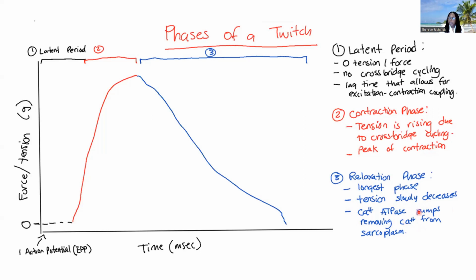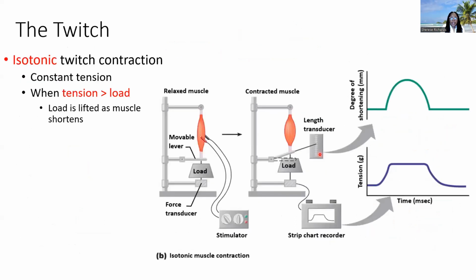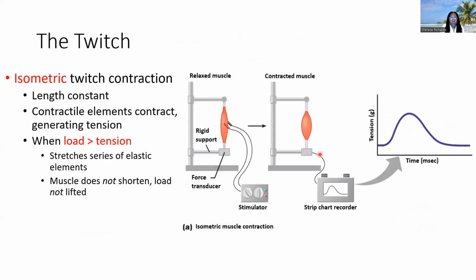So know each phase, know which one is the longest, the relaxation phase is the longest, and know the mechanism behind each of these phases. All right. Second to last thing. Know the difference between the two types of contractions, isometric contractions versus isotonic contractions.